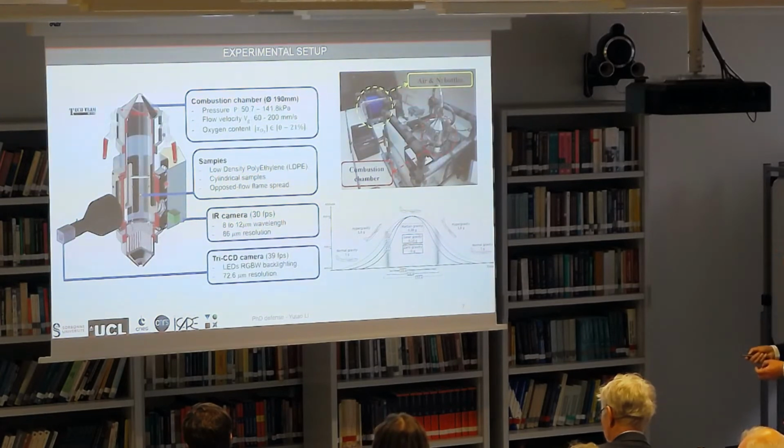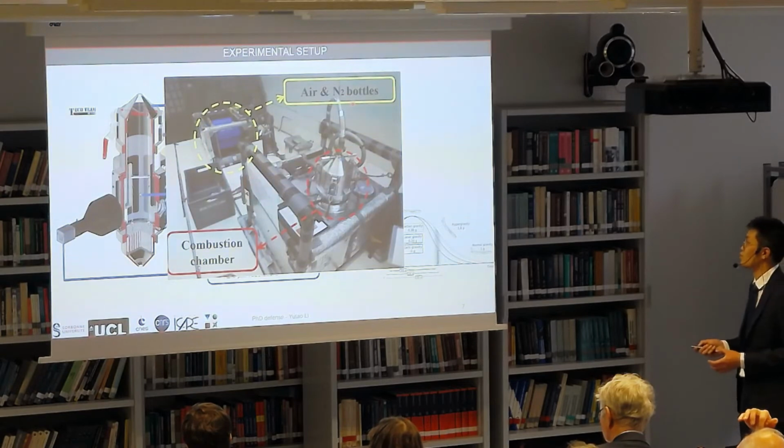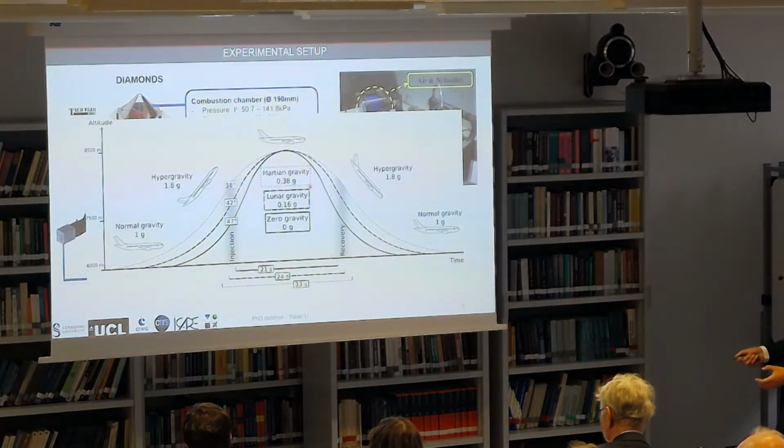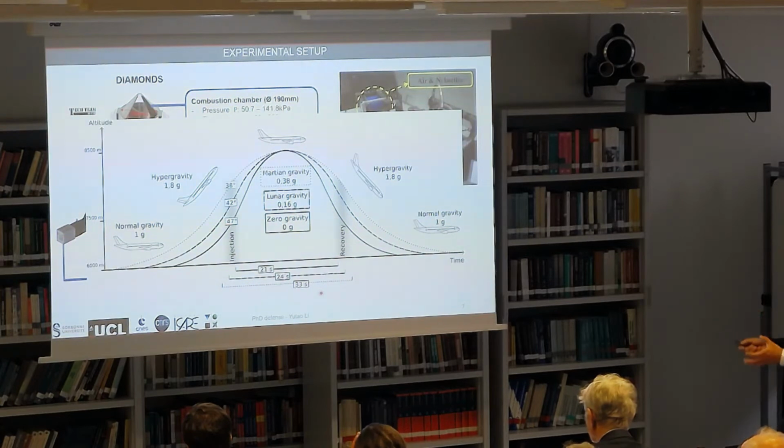The experimental rig can be installed aboard the aircraft, which performs parabolic flights, and the flow in the combustion chamber is supplied by air and nitrogen bottles. The duration of the parabolic flights can vary from 21 to 33 seconds, depending on the gravity levels. Each parabolic flight provides one test of one sample.